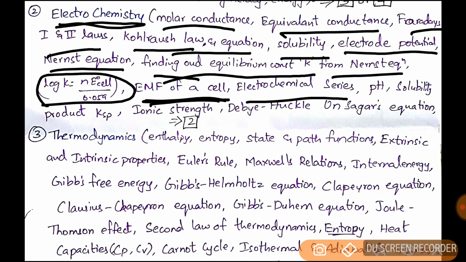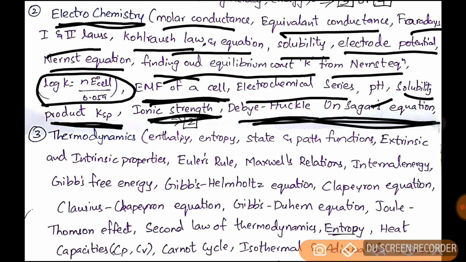And electrochemical series, pH, solubility product. So you can expect a question from solubility product also, and ionic strength, this is also important. The Debye-Huckel-Onsager equation, this is also important, guys.